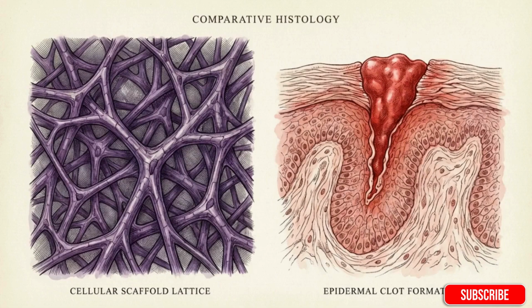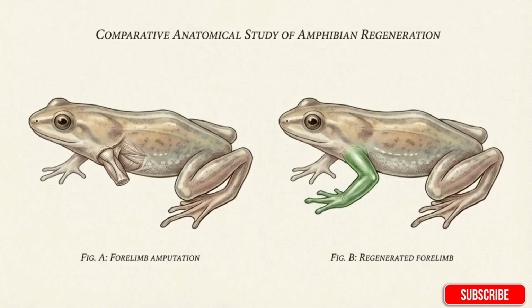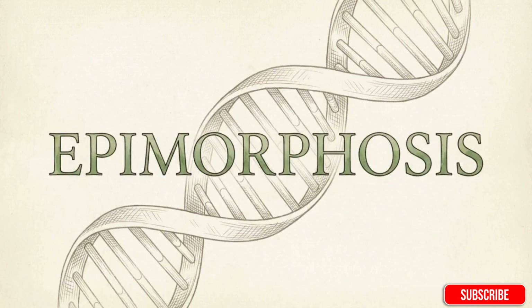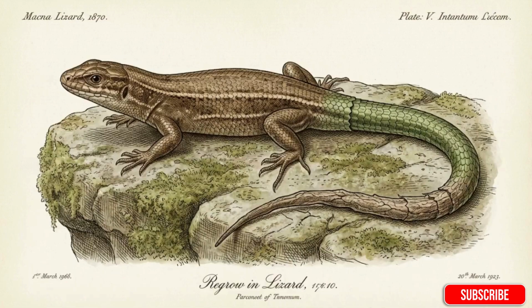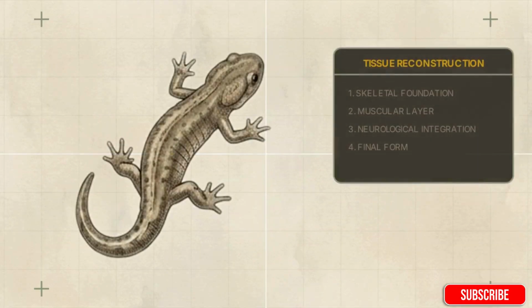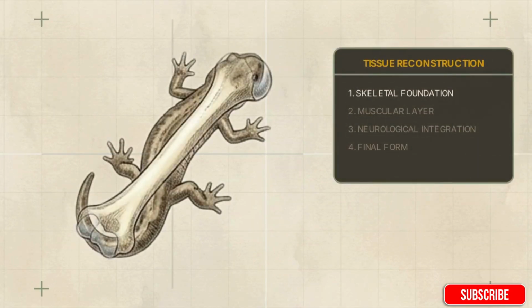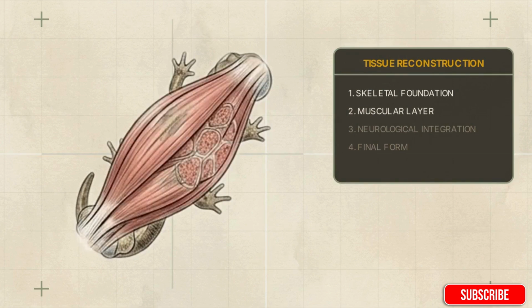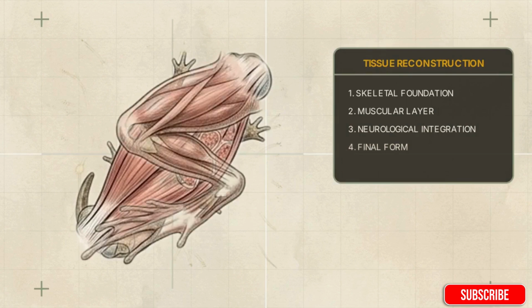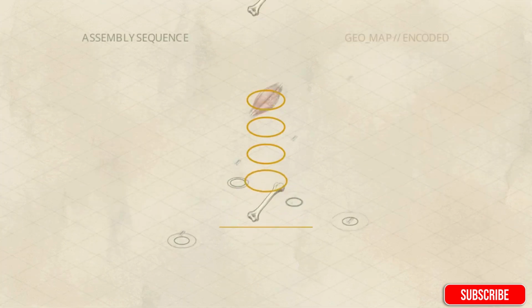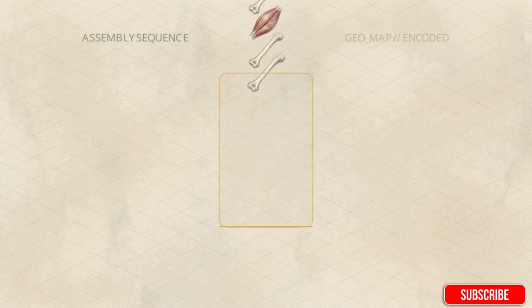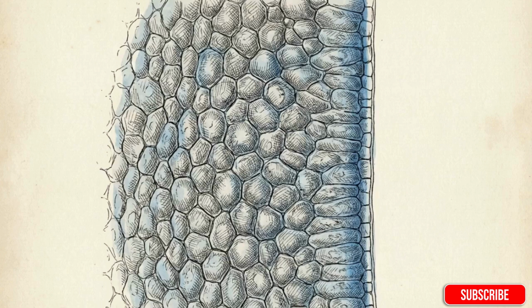repair minor skin damage. When the biological process works flawlessly, it is called epimorphosis regeneration. This is the standard mechanism where the body rebuilds the exact missing part. If a lizard loses its tail, the organism reconstructs a replica that matches the original structure. This precision is visible in the salamander's forelimb, where the body restores bone, muscle, and nerve tissue to their original complexity. Successful regeneration relies on a biological code that maps the geometry of the missing part and instructs the cells to stop once the reconstruction is complete.